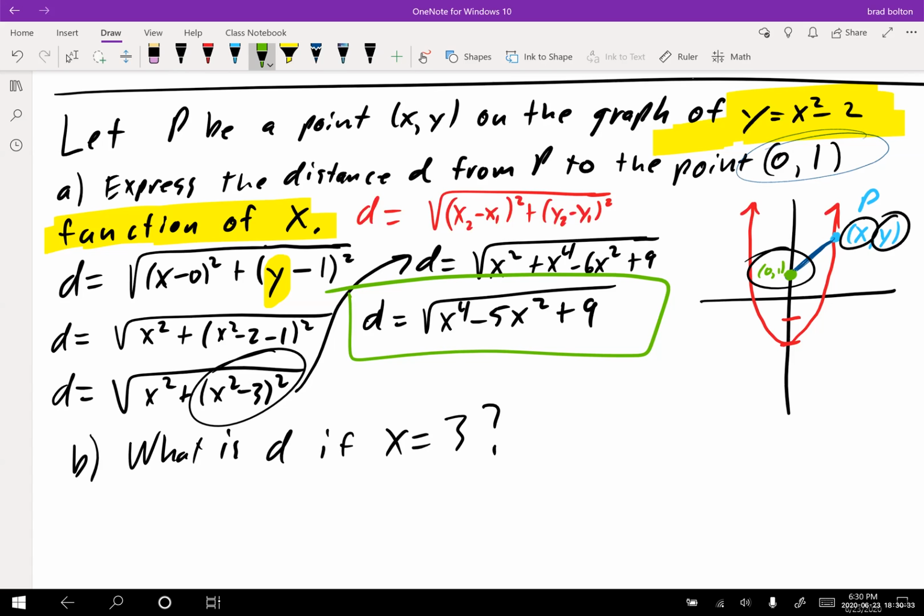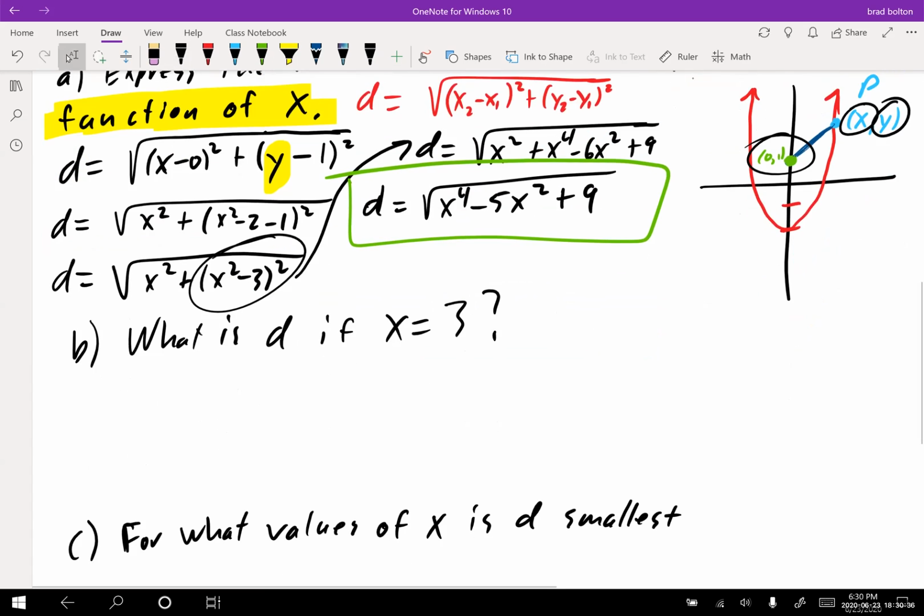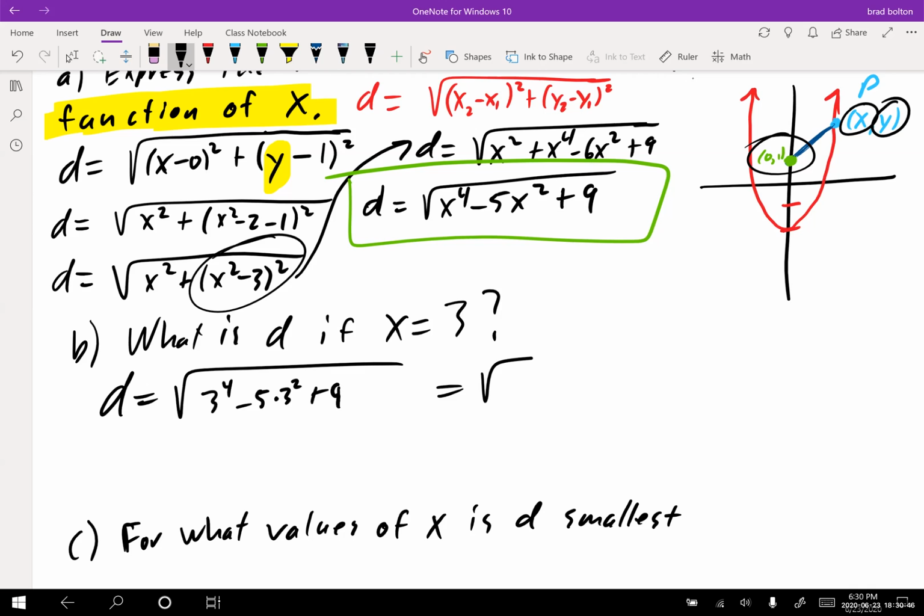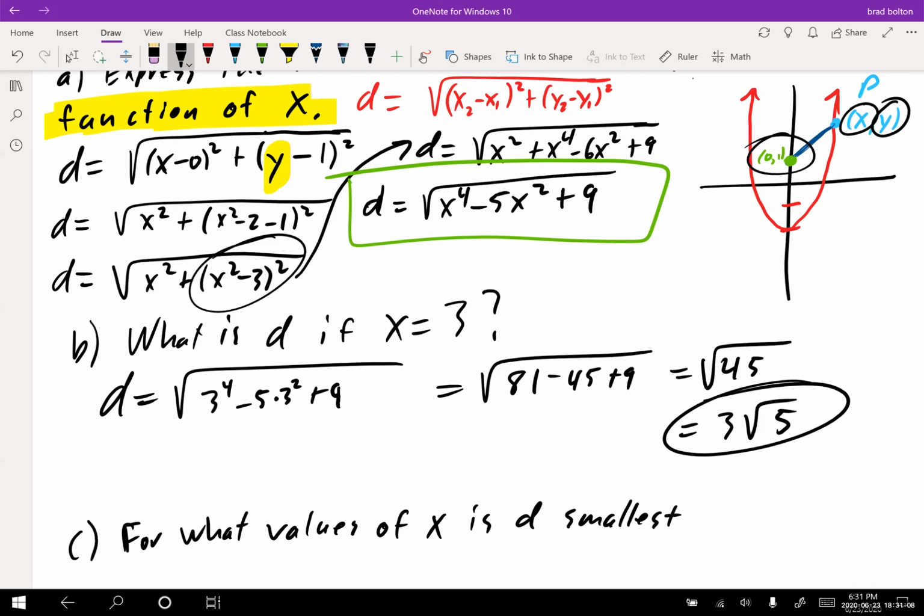So now they say, well, what would happen if x is equal to 3? So I just say d equals the square root of 3 to the 4th minus 5 times 3 squared plus 9. So that would be, what is that, 81 minus 45 plus 9. Geez, let me do my math. Oh, that'd be 45. Right, and the square root of 45 is, let me see, 9 times 5, 3 square roots of 5. So that would be our solution, 3 square roots of 5.